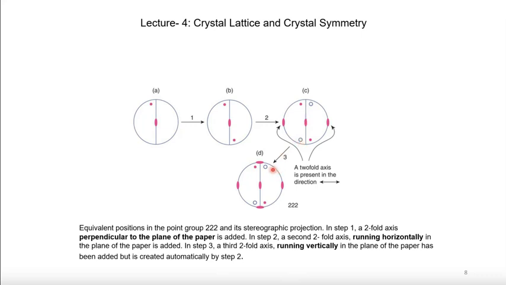Then in the third step, we have a vertical mirror plane running through this, bisecting this plane of paper. So these are exactly equivalent, and this did not create any other equivalent positions, the same positions. Due to this one and this one, we immediately create another 2-fold rotation. So this is the stereographic projection and equivalent positions of the 2-2-2 point group.